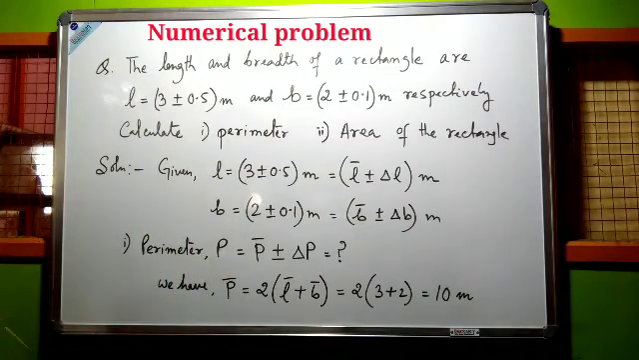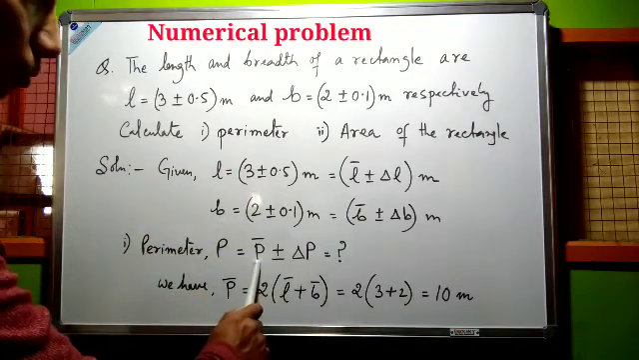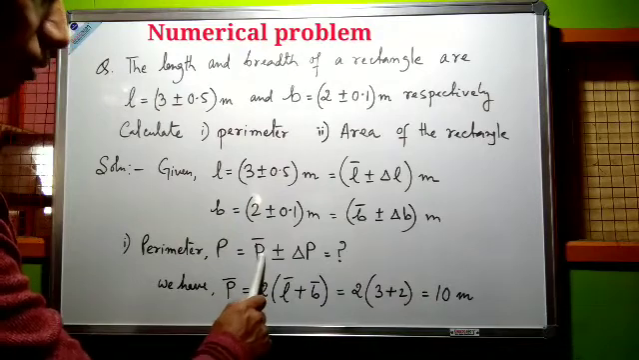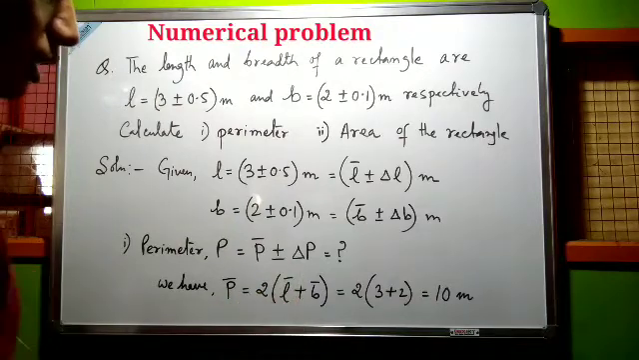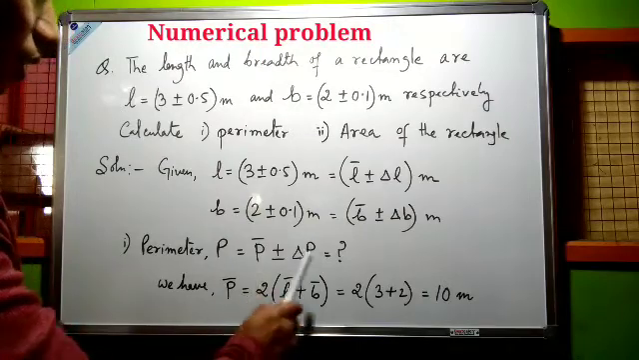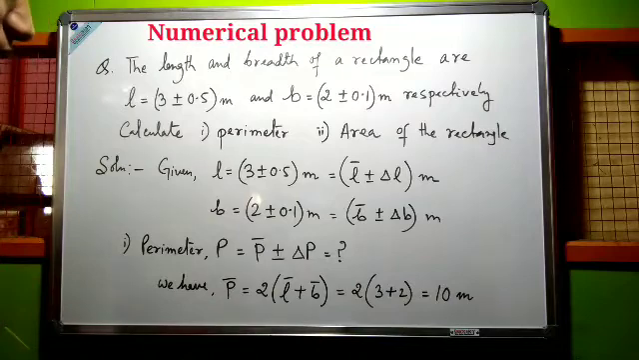The perimeter of the rectangle we may write like this. Actually it should be like this: true value of perimeter, that is P bar, plus minus absolute error in perimeter, that is delta P. So first we have to find the true value of perimeter.